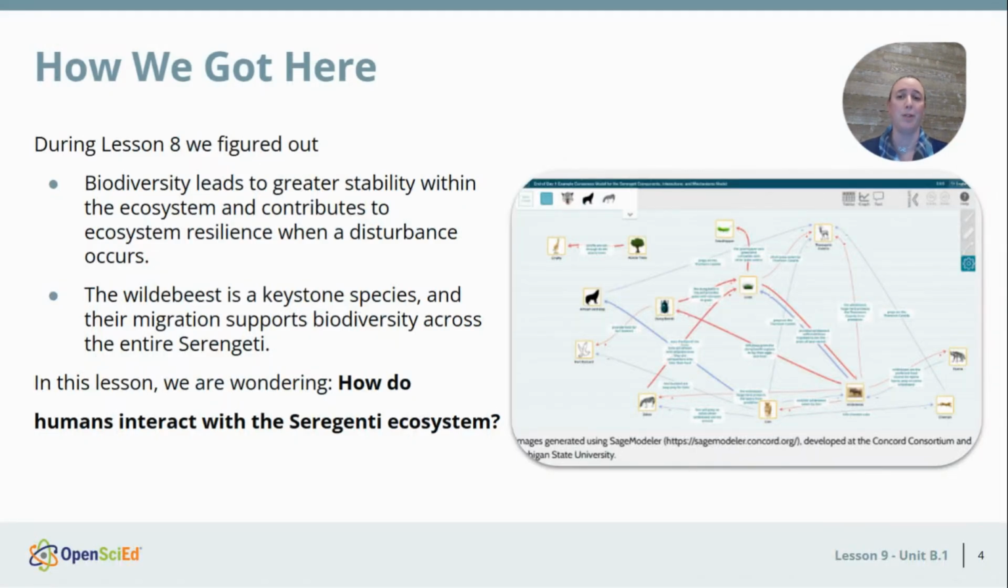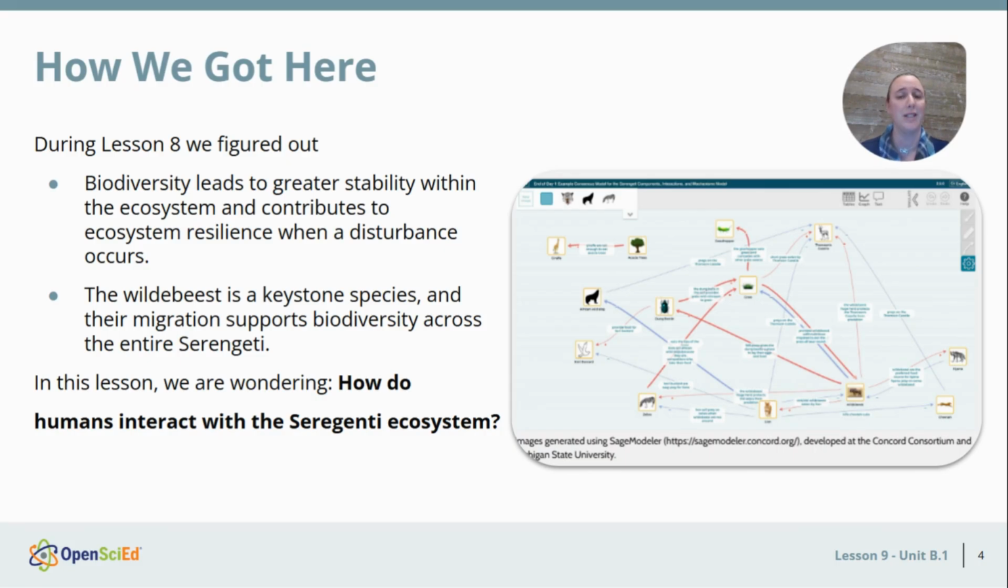During Lesson 8, we used the SAGE modeler as a computational model to help us visualize and figure out that biodiversity within an ecosystem leads to greater stability and resilience of the ecosystem when and if a disturbance occurs. We gathered information about 8 different organisms and their interactions and developed a model that included mechanisms and mathematical representations of relationships.